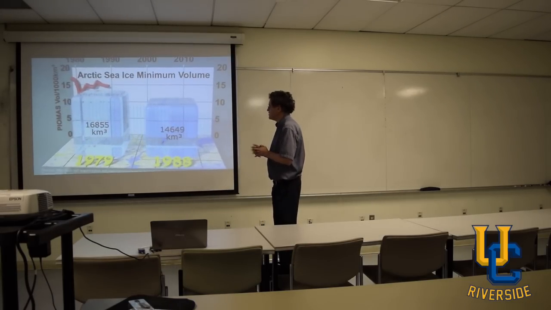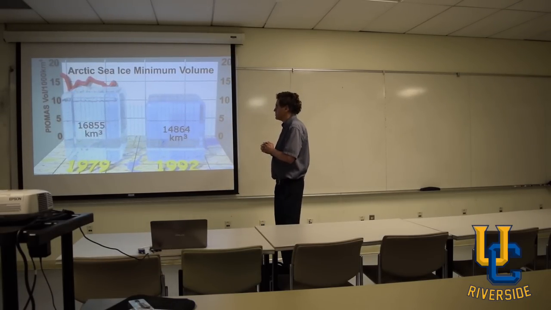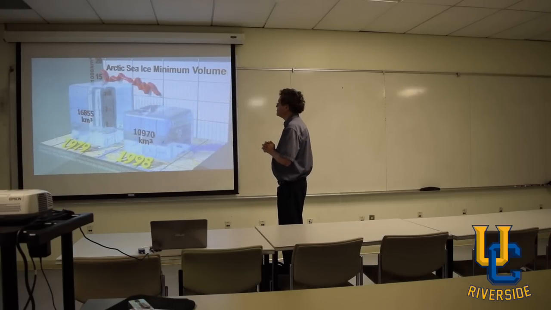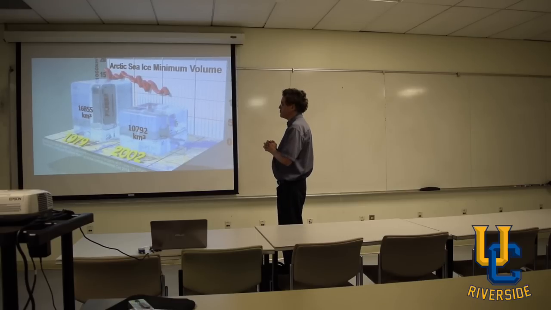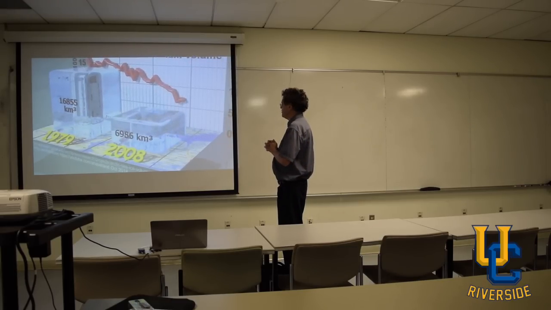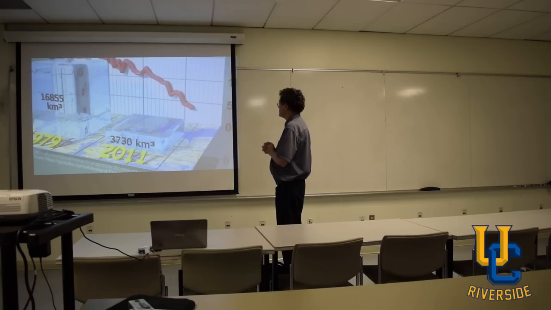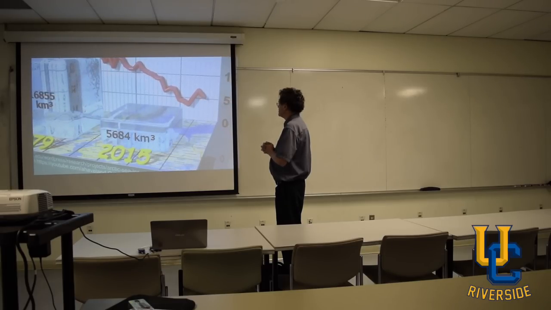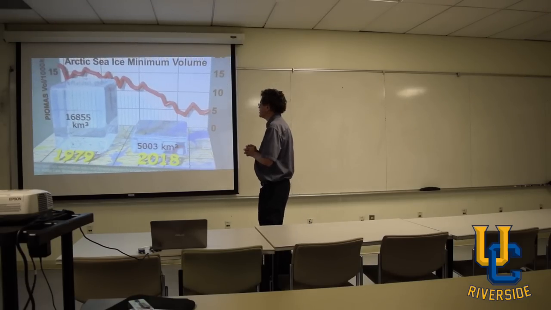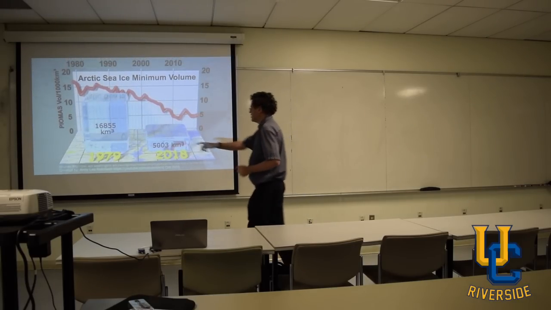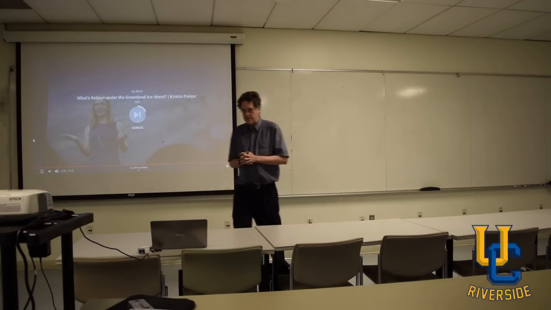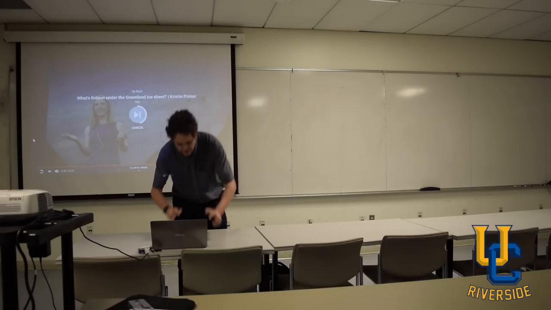But here you can see the volume in cubic kilometers of ice in the Arctic. This is the minimum volume, the minimum each year, which just happens around September. And you can see it was going down. They were really worried in 2008. And then it went up, and some people said, yay, it's getting better, but not really much. So basically, it's gone down by a factor of roughly three. So we have about a third as much ice up there as we did.